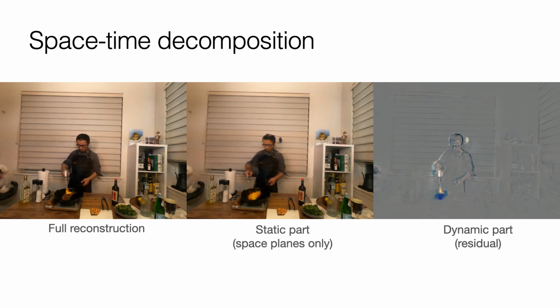Since the K-planes representation is comprised of space-only and space-time planes, we can decompose a scene into static and dynamic parts. We render the static part by setting the time plane features to 1, the multiplicative identity. Then the residual between the full rendering and the static rendering reveals the dynamic part of the scene.